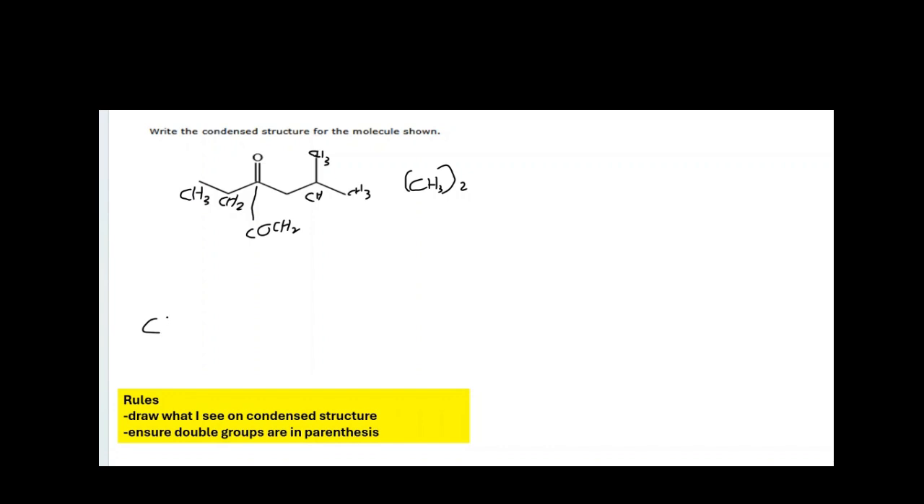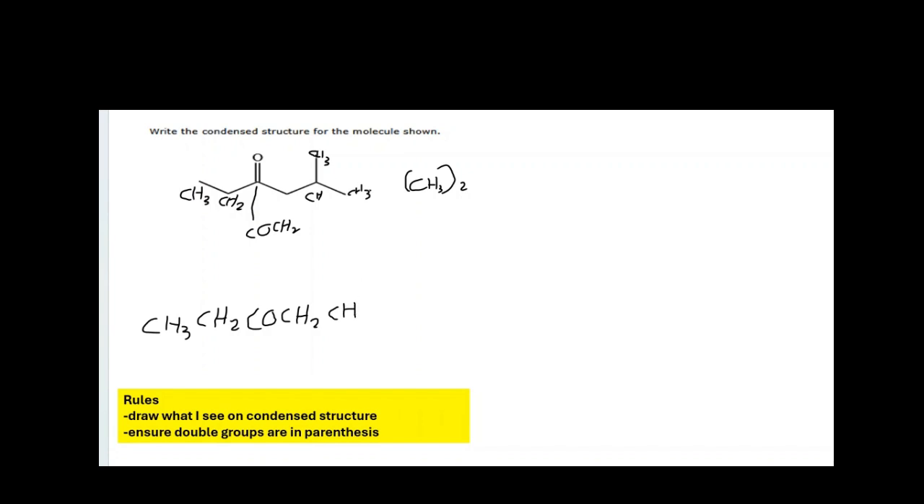So I have CH3. That's complete. Next up right here, I have CH2. Next, I go to the next carbon, which I have CO, followed by this next carbon right here, which is going to be CH2. And then I'm going to focus on this next carbon, which is going to be CH.